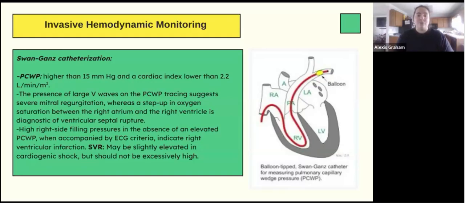diagnostic of ventricular septal rupture. High right-sided filling pressures in the absence of an elevated PCWP, when accompanied by ECG criteria, indicate right ventricular infarction. And also, systemic vascular resistance may be slightly elevated in cardiogenic shock, but not excessively high.